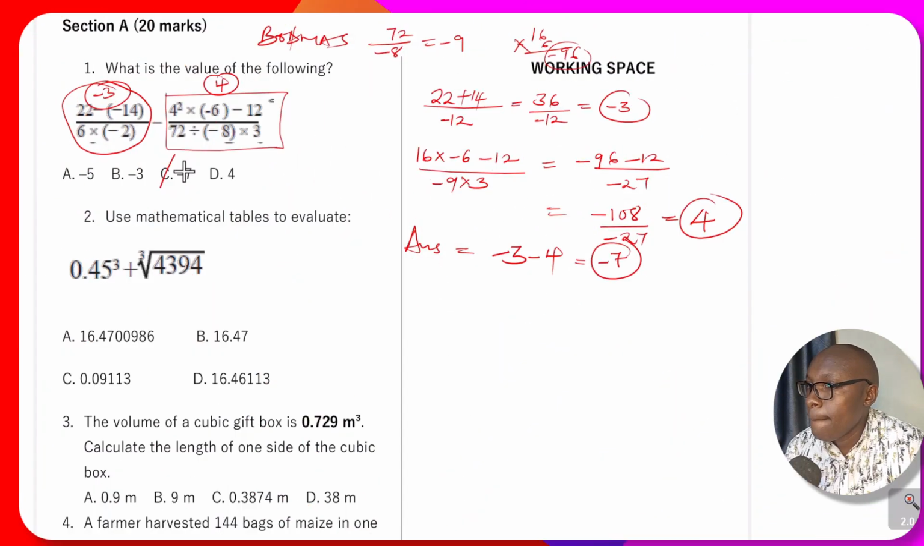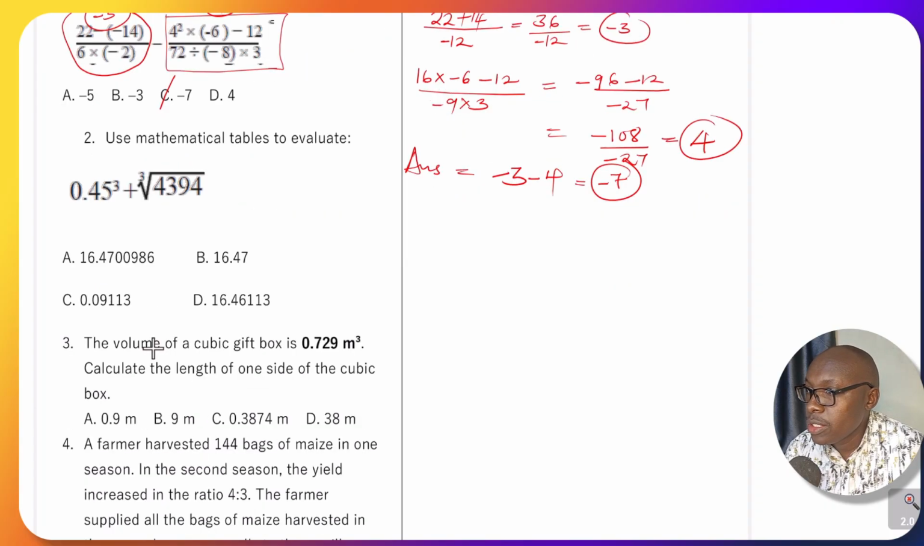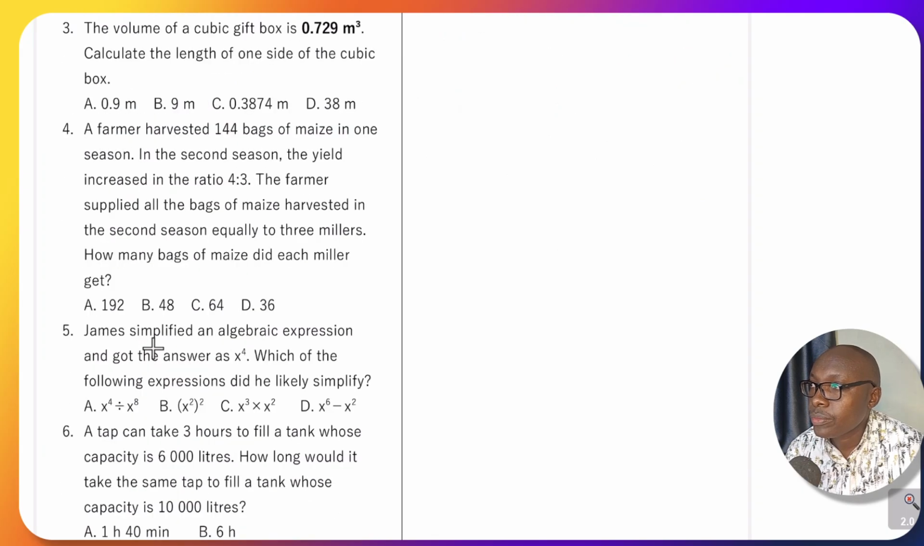So now we go to the next question. That is question 3. The volume of a cubic gift box is 0.729 meter cubed. Calculate the length of one side of the cubic box.